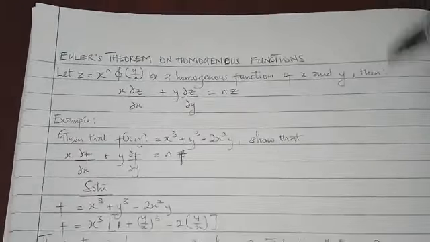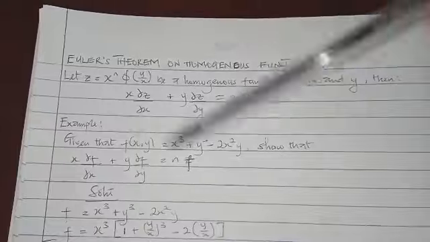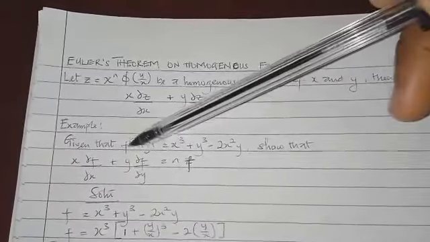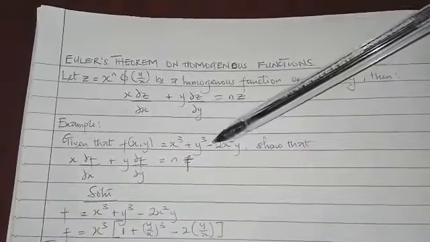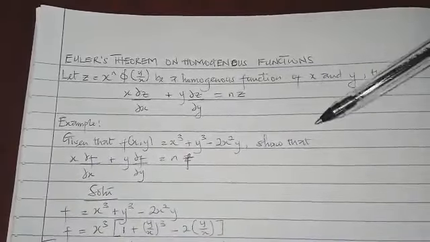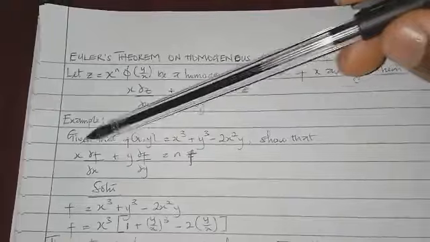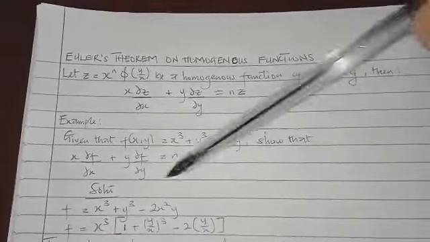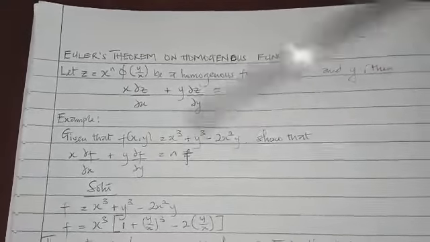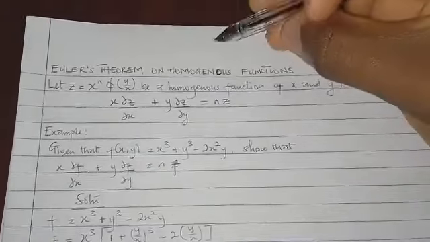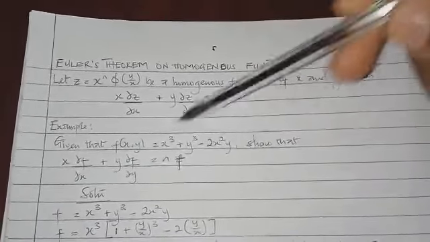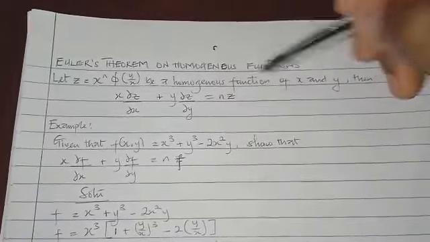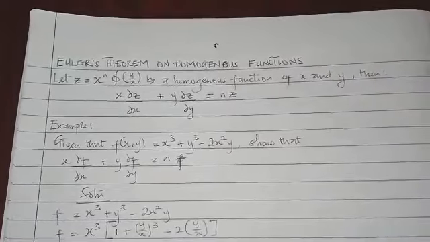Now let's apply what Euler has said. Given that f of x comma y is equal to x to the power 3 plus y raised to the power 3 minus 2x squared y, show that x partial f over partial x plus y partial f over partial y is equal to nf. Recall your n is the degree. When you've checked for homogeneity, the degree to which the function is homogeneous, that's your n.